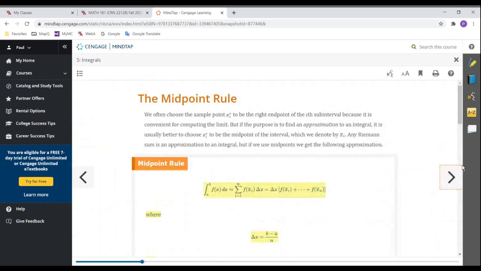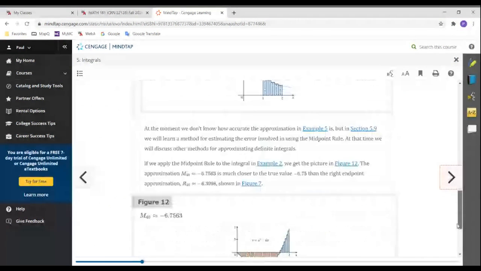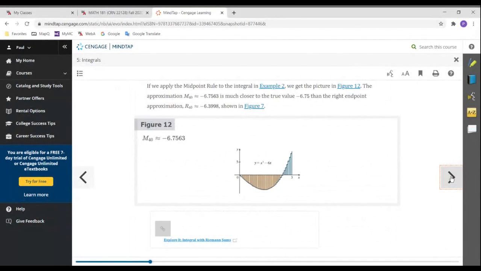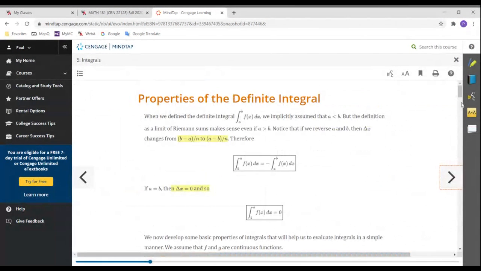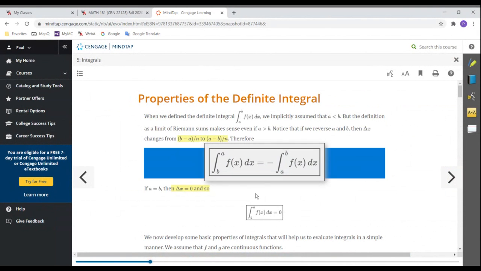All right, so now, remember we talked last time about some rules for definite integrals. This was one of the rules. If you have the integral from b to a of f of x dx, it equals negative the integral from a to b of f of x dx.